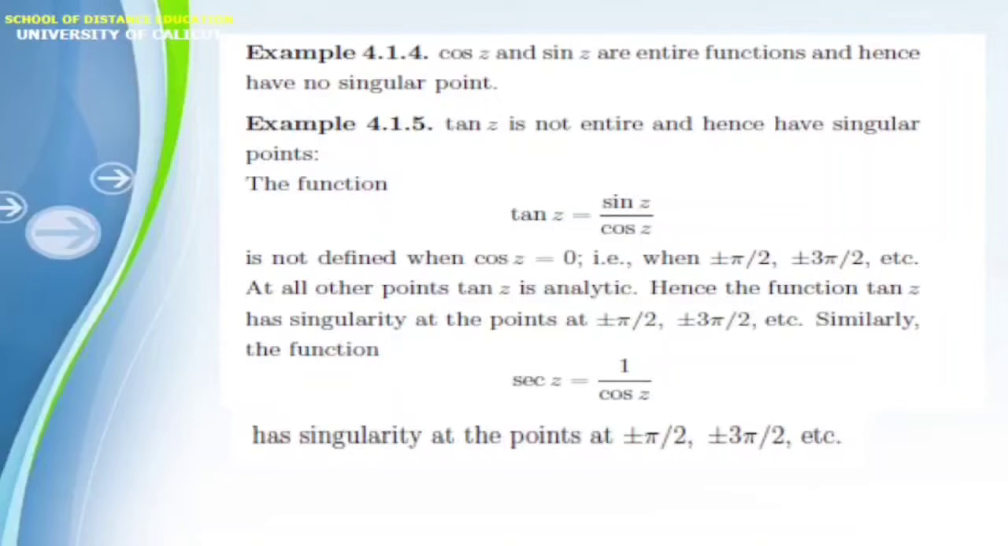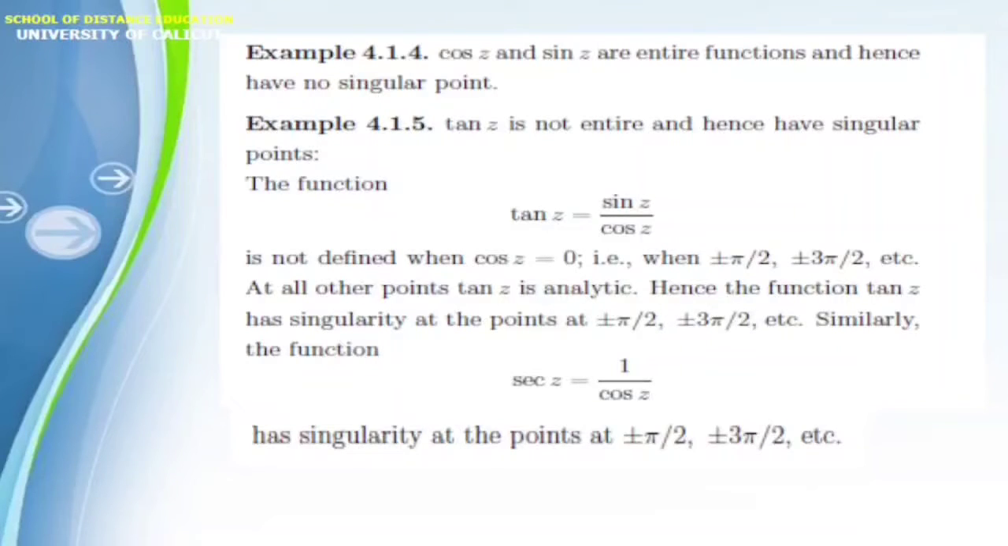So this function is not analytic in the region where cos z is equal to 0, at the points where cos z is equal to 0. The function is not analytic when cos z is equal to 0. So those points are plus or minus pi by 2, plus or minus 3 pi by 2, 5 pi by 2, 7 pi by 2, etc.